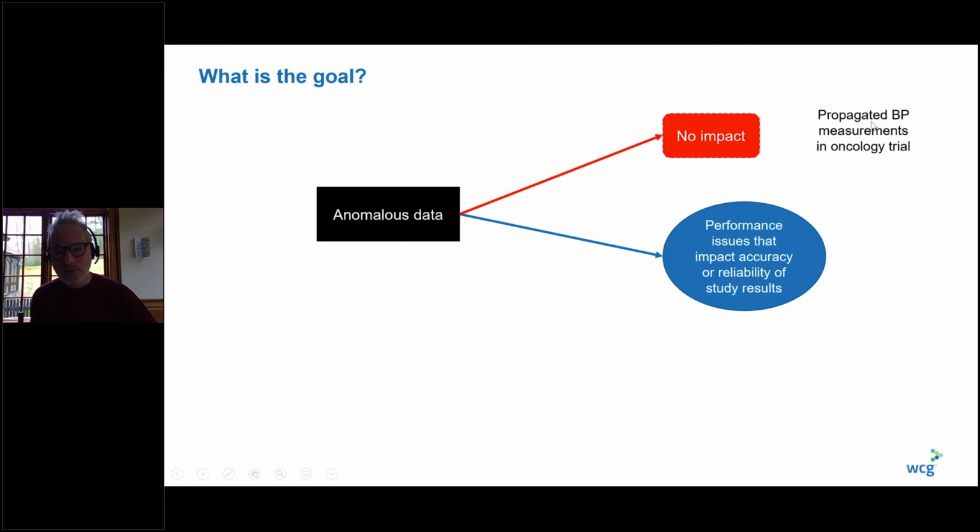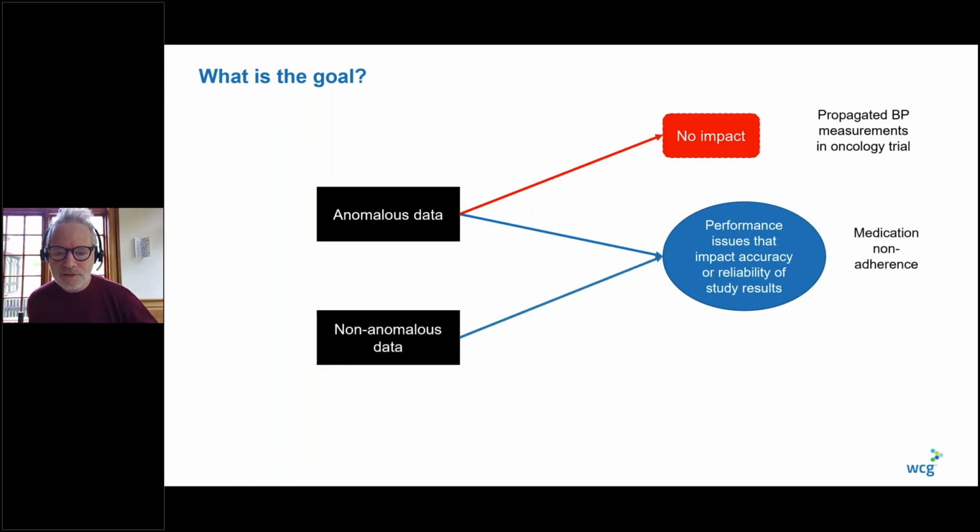So I'm not endorsing propagated blood pressure measurements. That's scientific fraud and needs to be handled in a very severe way. All I'm saying is that that has no impact on the accuracy and reliability of study results in an oncology setting. And therefore, if you're focusing a lot of attention on that, you're probably wasting a lot of effort.